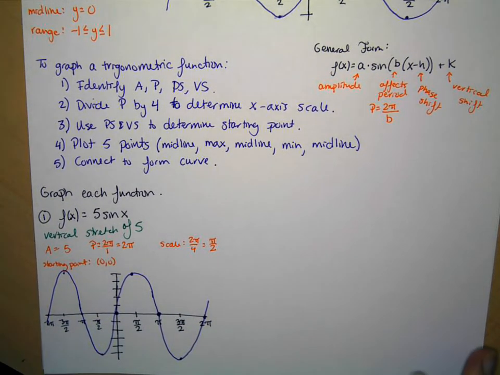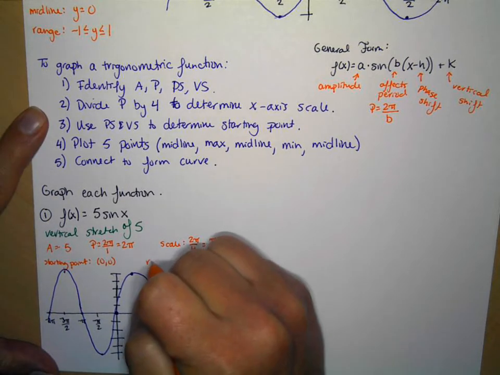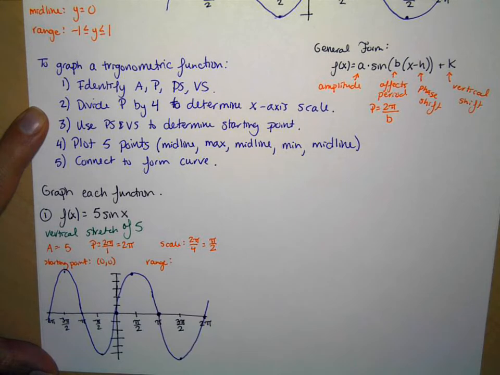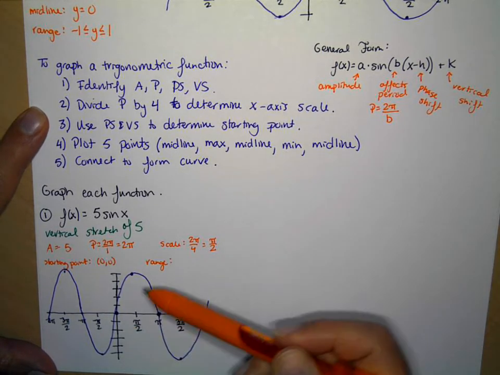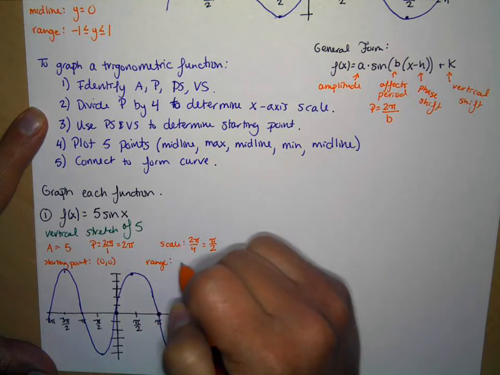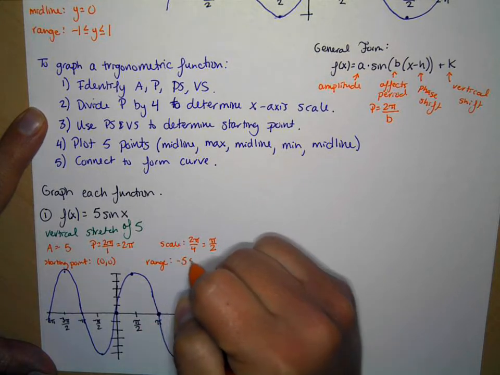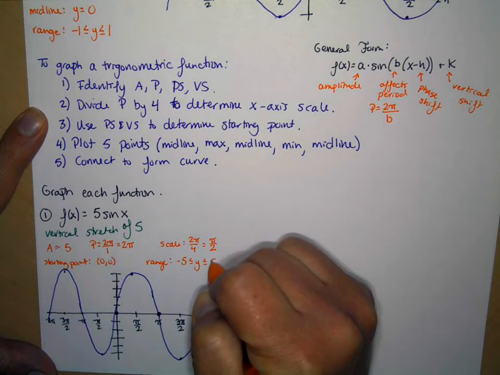It should look just like our parent function, but with that vertical stretch of 5. So this time, instead of having all of our points being in between -1 and +1, they're in between -5 and +5.